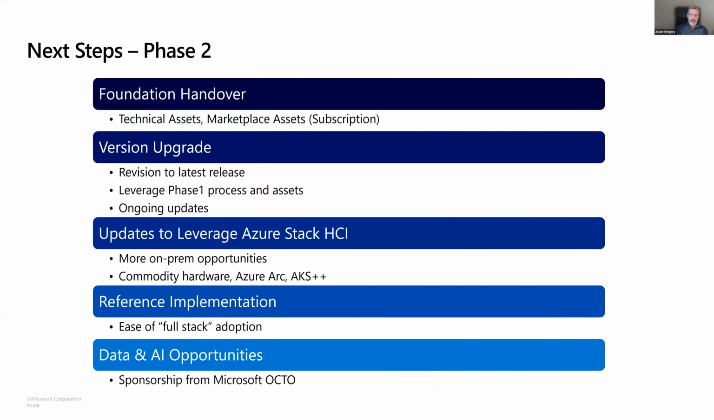So what's next? We're hoping to initiate a phase 2 project. I've handed over to the foundation the technical assets and the marketplace assets. There are certain things which need to live in a cloud subscription for the Mojaloop Azure marketplace to be available, so we're transitioning that across to the foundation, and Tom is helping us with that piece of work. It's not really phase 2, it's the end of phase 1, but we're putting it in that phase. We deployed with the version that we had at the time we started the project.